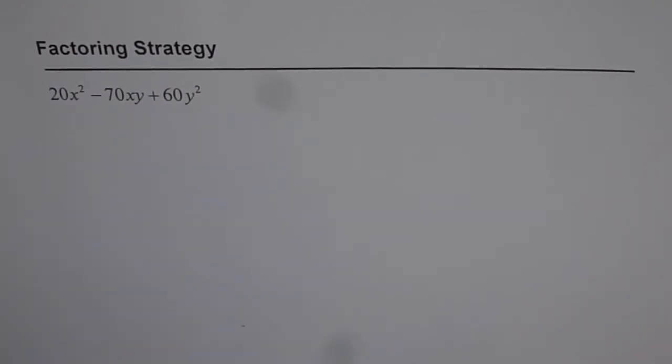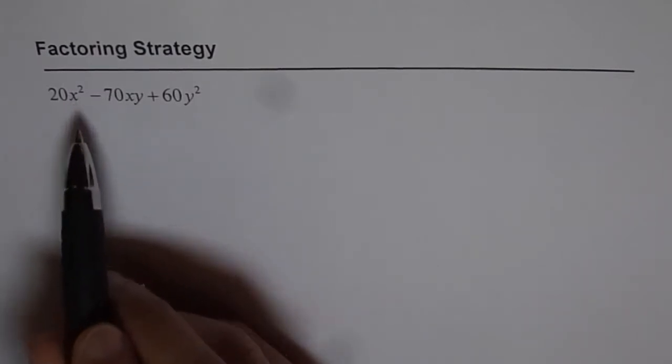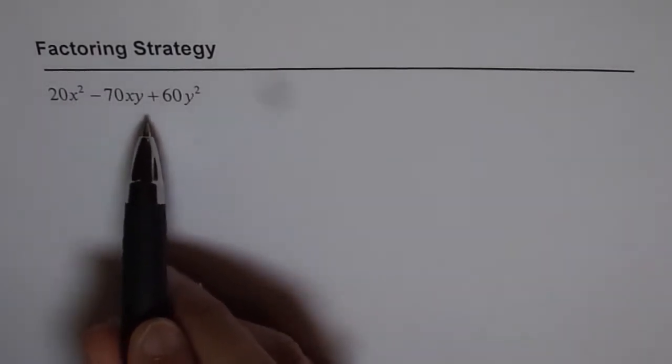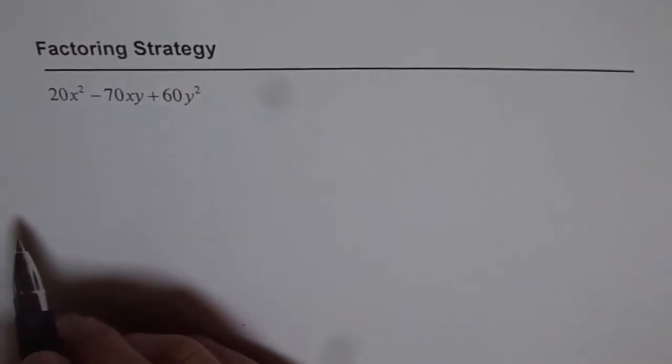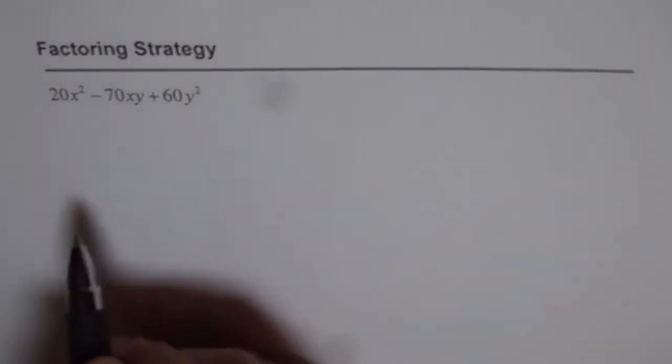We are trying to study some factoring strategies to factor trinomials. Now here we have a trinomial in two variables. The trinomial is 20x squared minus 70xy plus 60y squared. As you see, there are two variables in it. Treat the other variable as a number. That is going to help you.